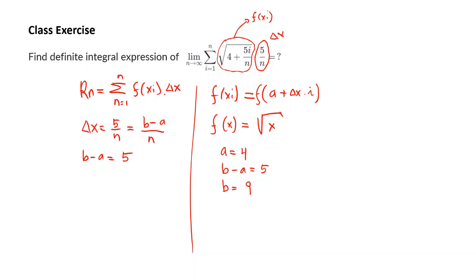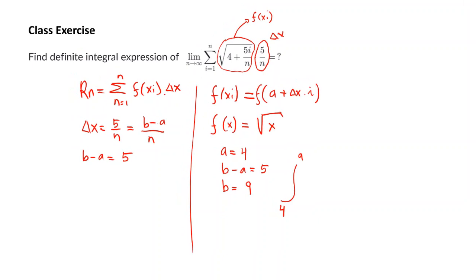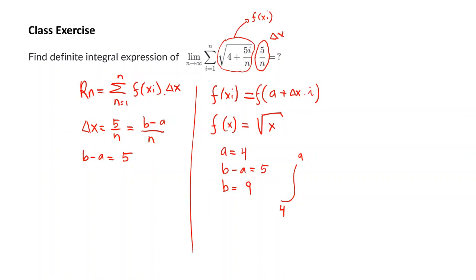Then this expression can probably be expressed as the integral from 4 to 9, remember, because we know that a equals 4 and b equals 9, of the square root of x dx.